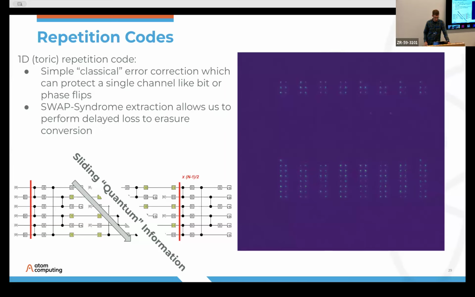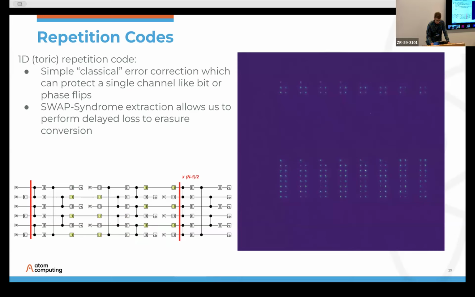So loss itself is not actually converted to a detectable error until you've actually measured it. So you have a measurement here, and at this point you will know if loss has happened, but the loss could have happened at any point in time before that since the last measurement on that qubit. So that's this idea of delayed erasure conversion.